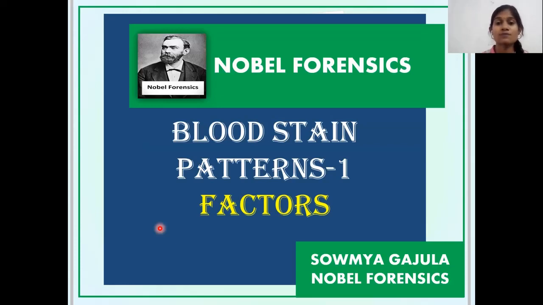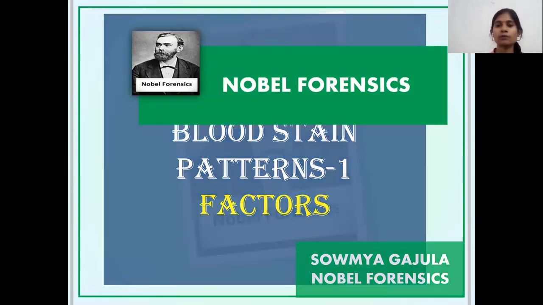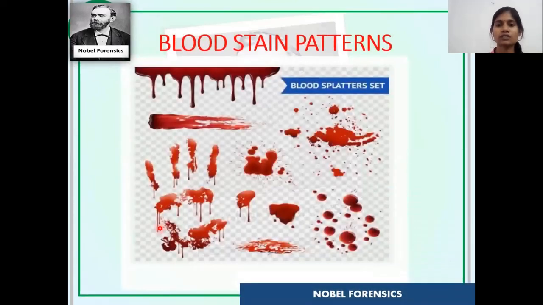In different crime scenes, we can see different designs or different patterns of the blood stains. Like in some crime scenes, we can see only drops of blood, but in other crime scenes, we see dragging marks of the blood stains. And in some other crimes, we see different pools of the blood. So these are all different patterns of the blood. You can see in this picture there are different types of blood stain patterns.